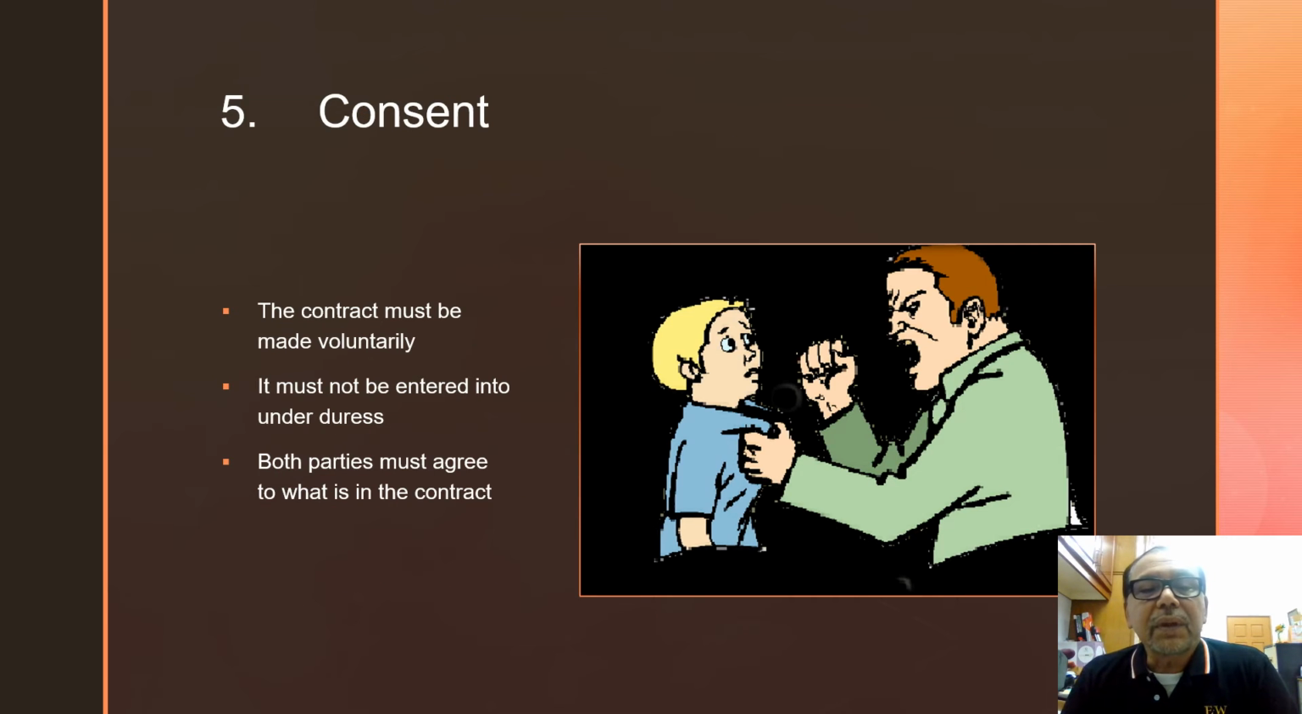Consent. Consent means the contract must be made voluntarily. So it cannot be forced or under duress. Duress here means under force. Both parties must agree to what is in the contract. Agree here means agree willingly, knowingly, willingly. Nobody forces you. Tidak ada paksaan. If there is any force, paksaan, then the contract is not valid if you sign.